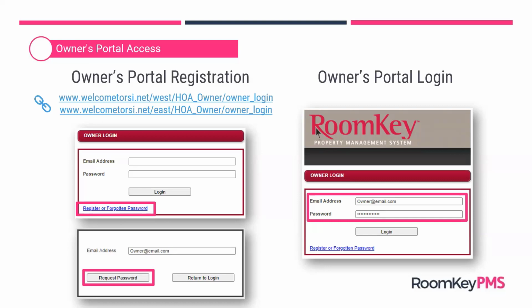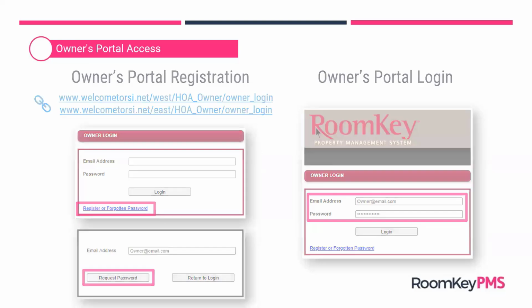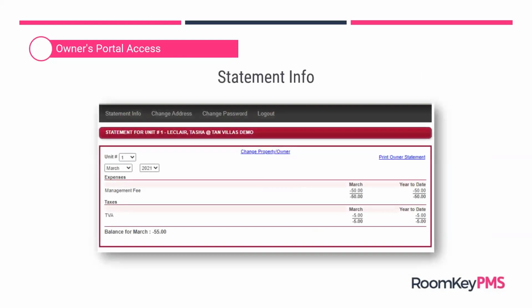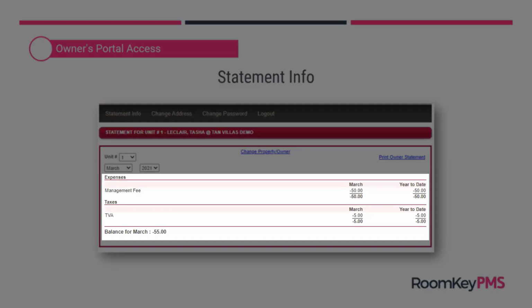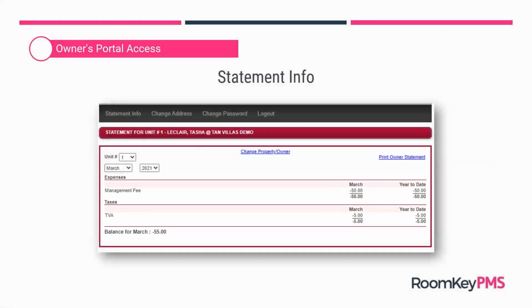When an owner logs in, the first thing that they're going to see is their statement info. So a page very similar to this, where it's going to show the most recent statement for that owner or for that unit. It's going to show only the information that is permitted based off of the property settings that we've set up earlier. So in this case, this is only showing expenses and taxes. It's not showing any additional information about guest stays or guest info or occupancy info, strictly the bare minimum or summary version of this statement.